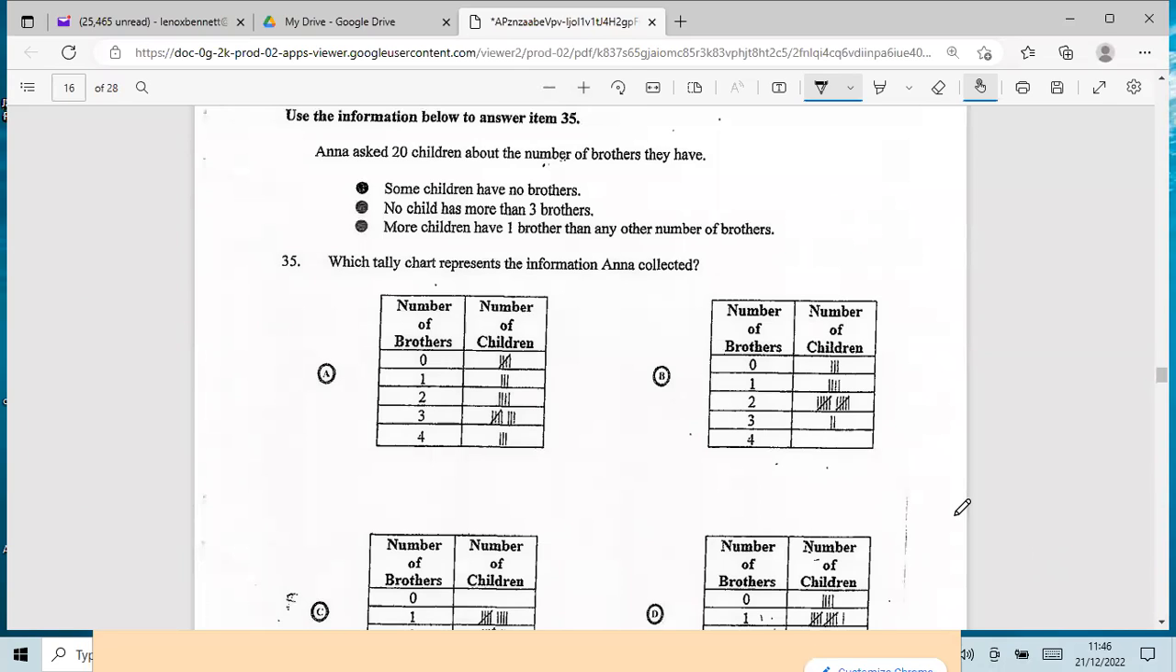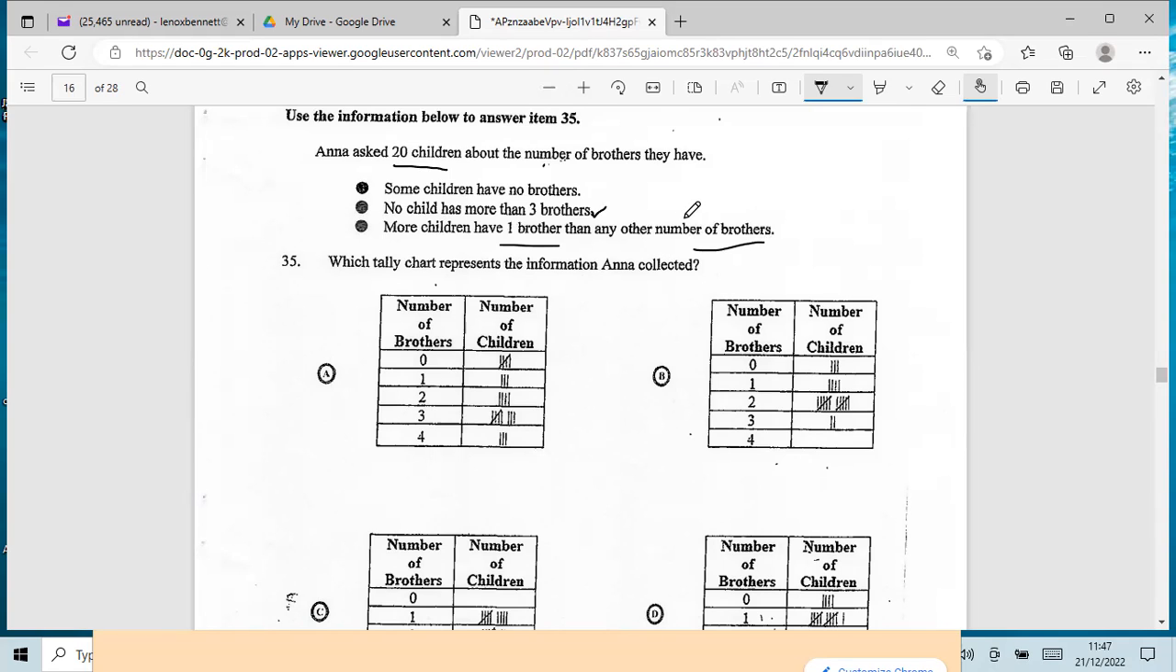35 says use the information below to answer item 35. Anna asks 20 children, note the number, guys, about the number of brothers they have. So listen to this. Some children have no brothers. No child has more than 3 brothers. And more children have 1 brother than any other number. Which tally chart represents the information Anna collected?